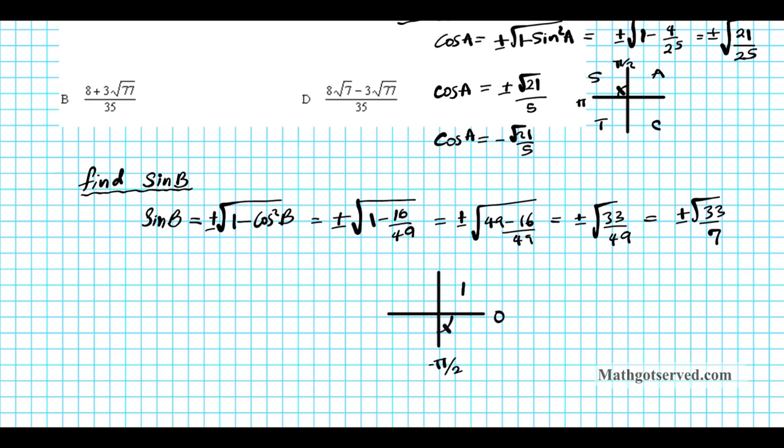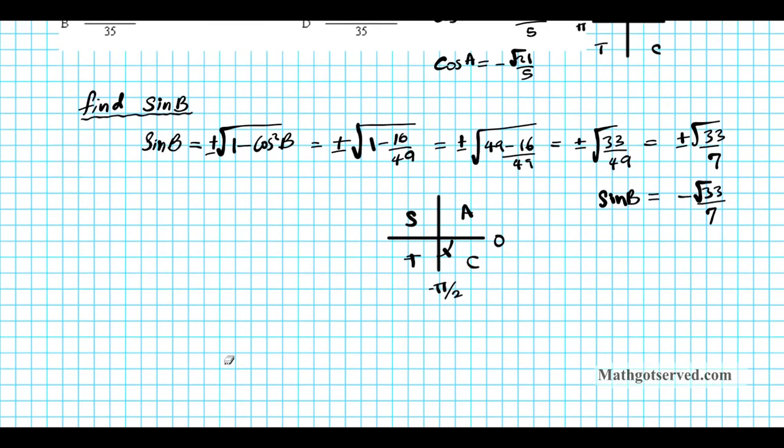And we know that All Students Take Calculus. What this C means in quadrant 4, where our angle resides, is that only cosine and secant are positive. Since sine is not cosine or secant, it's going to be negative. So this will be negative root 33 over 7 for sine B. Okay, so we have everything that we need. Let's go ahead and figure out what the answer is.